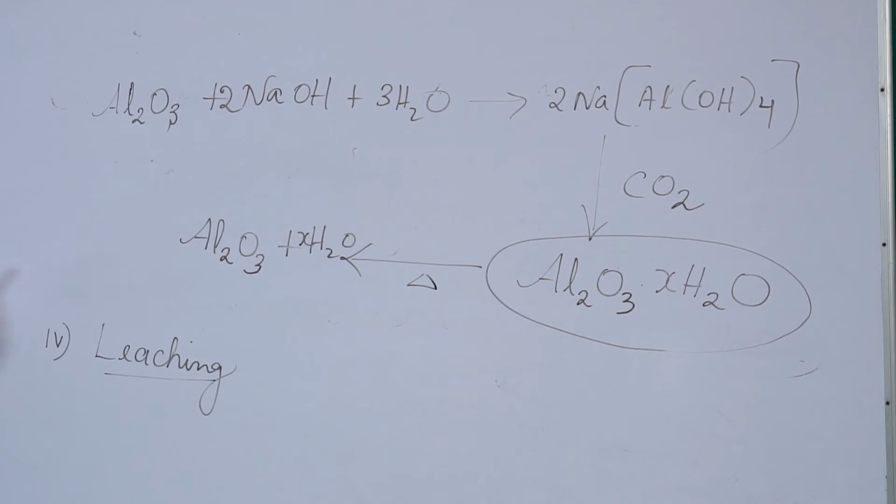So, leaching, then hydraulic washing, then magnetic separation, and froth flotation process. These are the 4 methods that are used for concentration of different types of ores, depending on the nature of the ore.